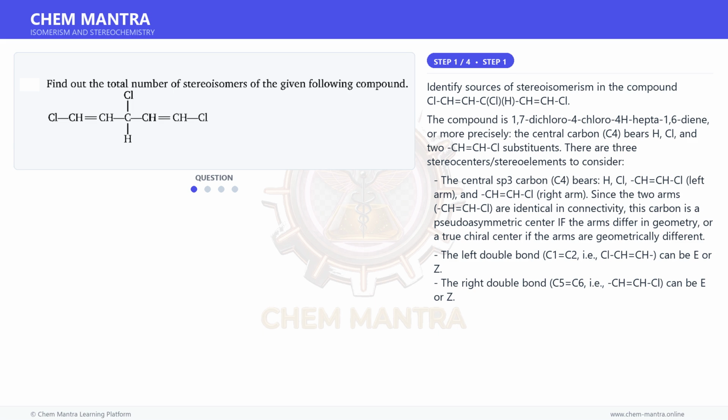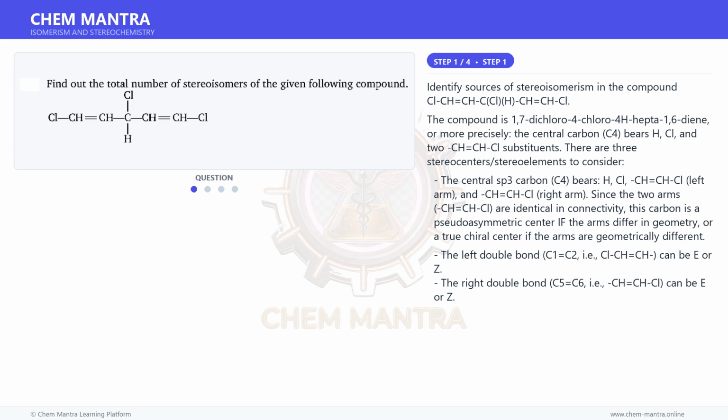The central sp3 carbon, C4, bears H, Cl, CH=CHCl, left arm, and CH=CHCl, right arm. Since the two arms, CH=CHCl, are identical in connectivity, this carbon is a pseudoasymmetric center if the arms differ in geometry, or a true chiral center if the arms are geometrically different.